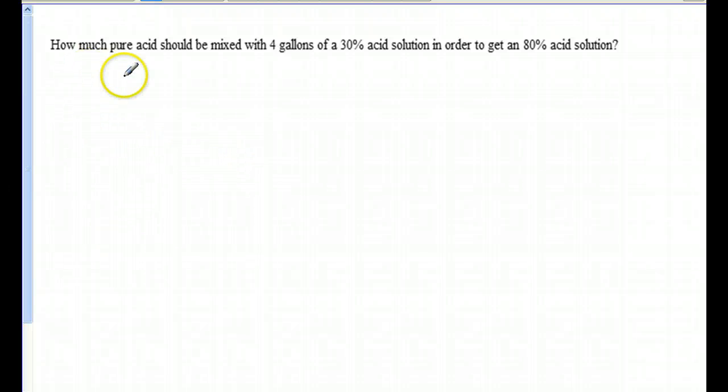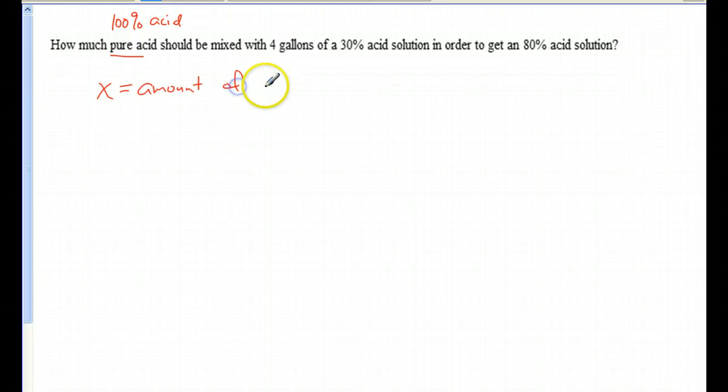Alright, how much pure acid? Pure acid means 100% acid. Should be mixed with 4 gallons of 30% acid in order to get an 80% acid solution. Alright, so look again, what are we being asked to find? How much pure acid? So again, we're going to let x equal the amount of pure acid.